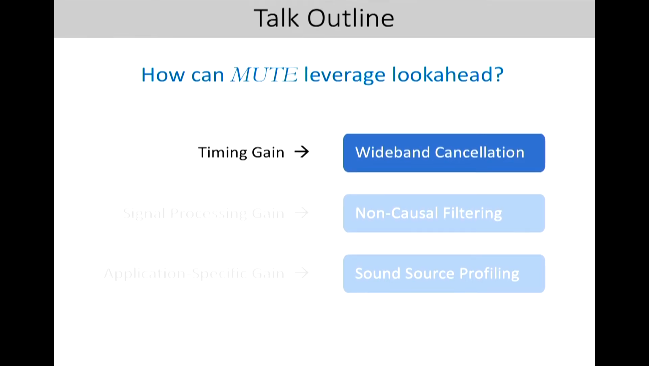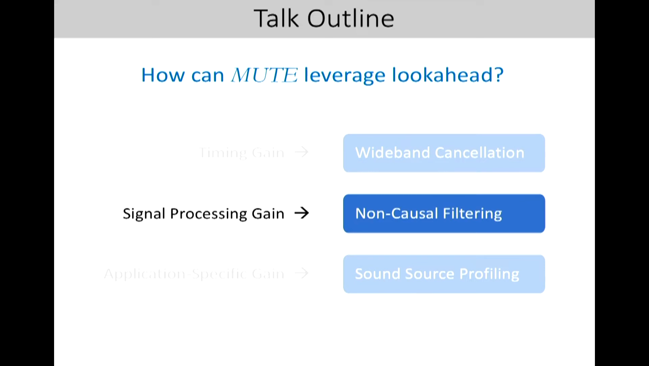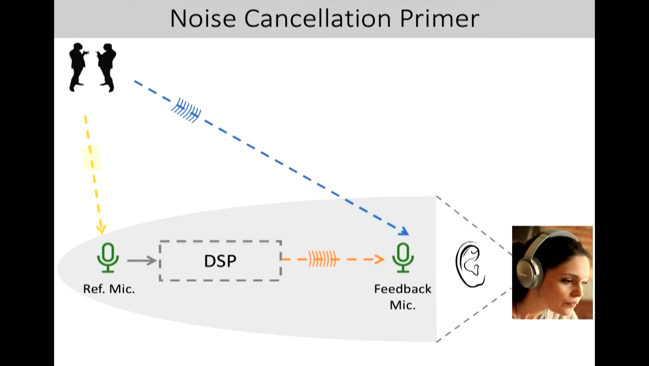But note that we have not really improved the anti-noise signal itself yet, right? So now I'm going to show you how look-ahead can fundamentally improve the anti-noise signal, which leads to better cancellation performance. So recall that what we are doing is essentially we take sound samples from the reference microphone, in order to cancel the sound at the feedback microphone. But this is not an easy task. It's not as easy as you take the reference signal and you flip it and you are good to go.